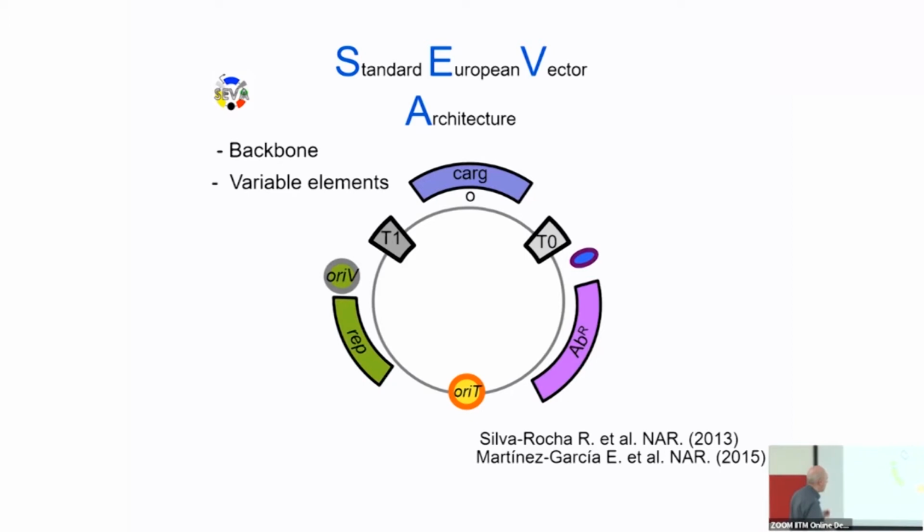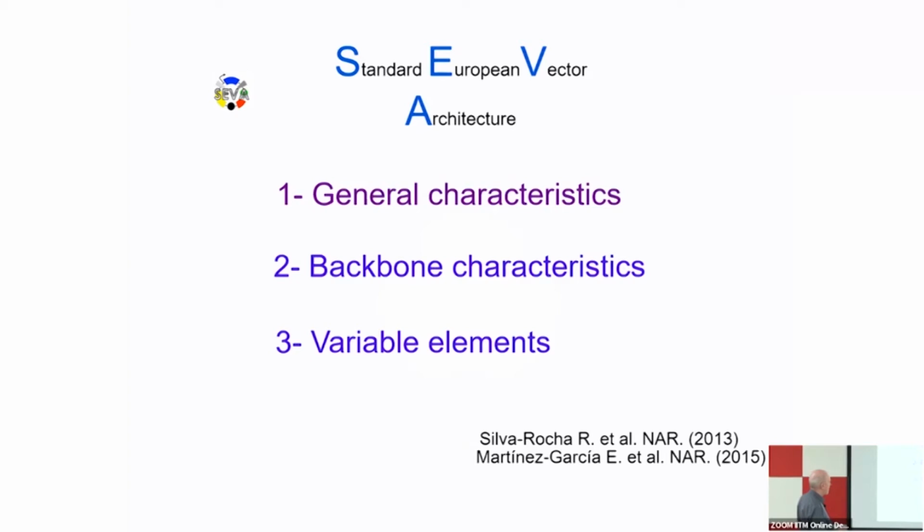Now, what are the functional components of a plasmid? You have an origin of replication, an antibiotic resistance marker, and what you call a cargo, which is the part of the plasmid that does something interesting. So these are the three parts.